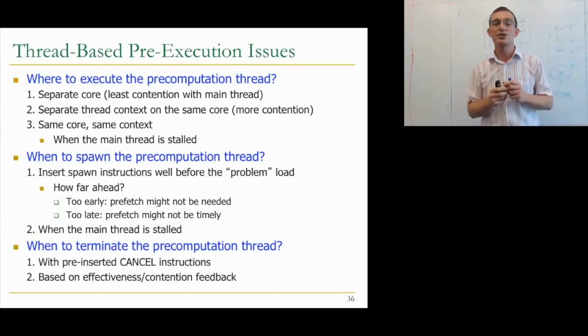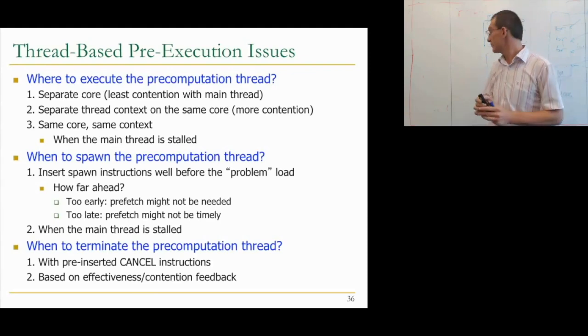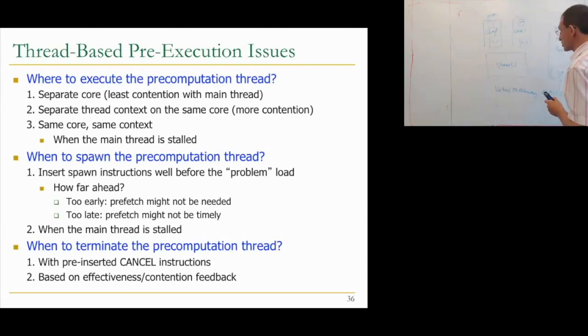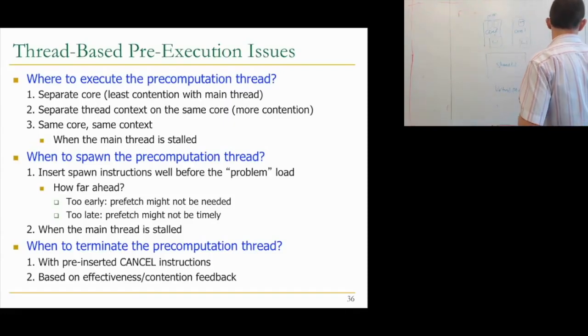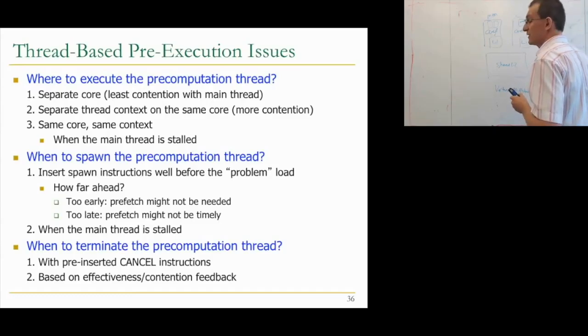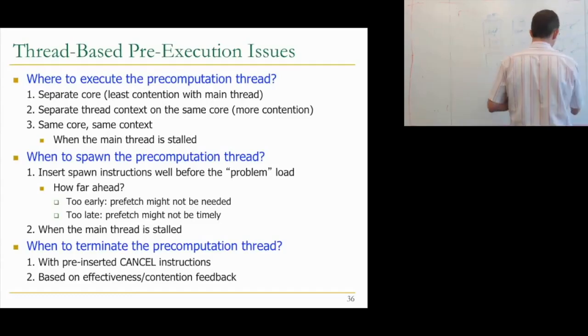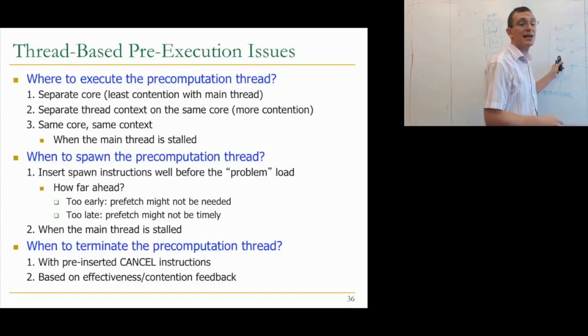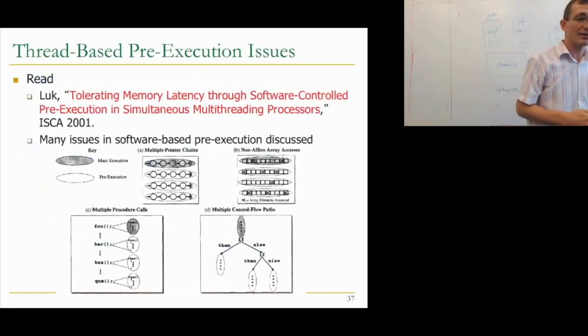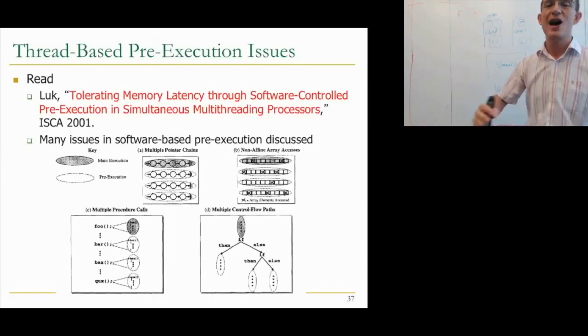Basically, you can do this with pre-inserted cancel instructions, or if the thread is not being effective anymore, you can terminate it, right? Maybe the main thread actually reached the point that the speculative thread is trying to prefetch for. It's too late at that point, so the main thread can say cancel. There can be a cancel instruction that cancels the speculative thread at that point. Or the runtime system can dynamically collect effectiveness and contention information about the threads, and based on that information, it can decide to kill the pre-computation thread. So there are a bunch of thread-based pre-execution issues that we're not going to be able to cover, but this is a fascinating topic also.